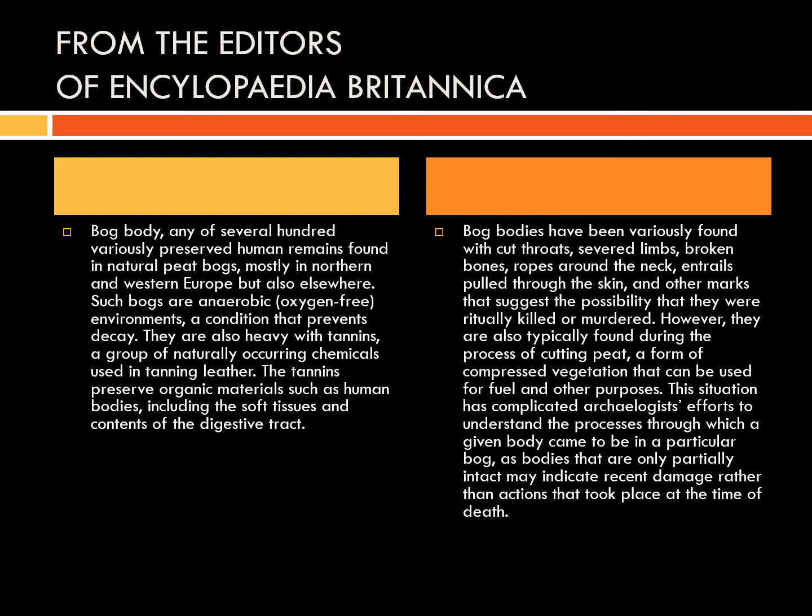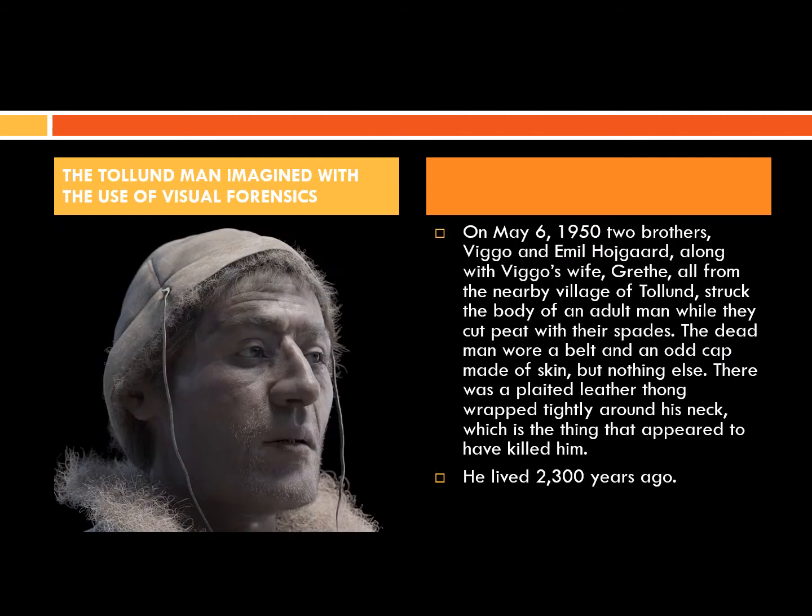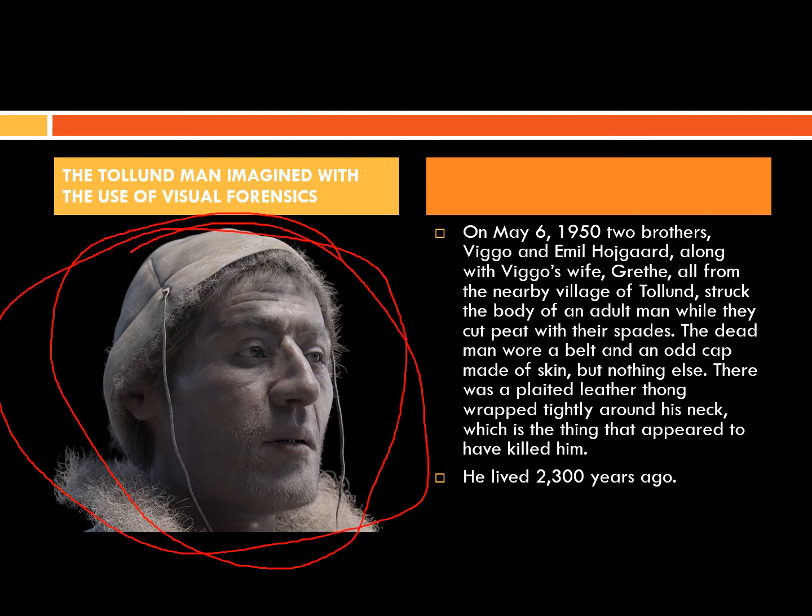So please read the Encyclopedia Britannica, all the information on the bog bodies. There's also a link here that you can copy and paste, or however you want to do that if you're so inclined. I've given you the entire piece though. The most famous bog body is the Tollund Man. By this image here, I'm talking about a visual forensic representation in 3D of what the Tollund Man would look like.